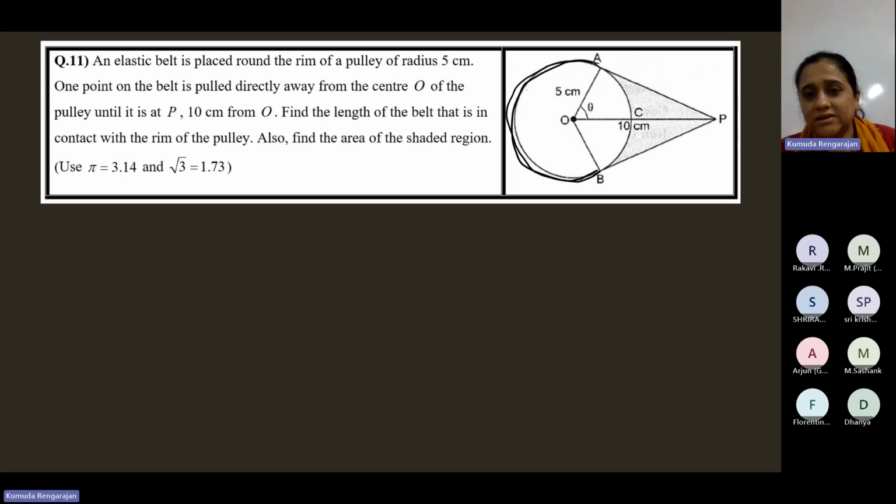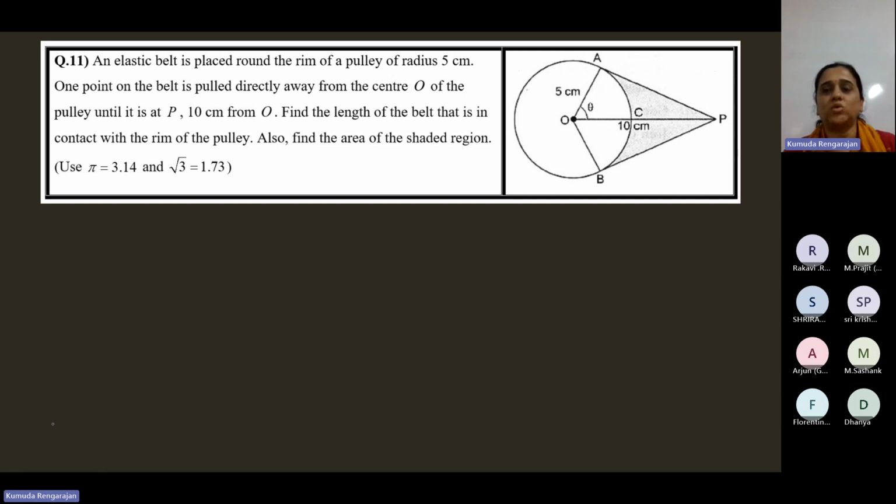Now this part of the elastic belt is not in contact with the rim of the pulley because you have stretched it. This one is still in contact with the rim of the pulley. Now this one is not in contact with the rim of the pulley.